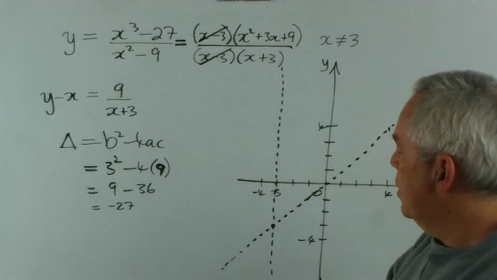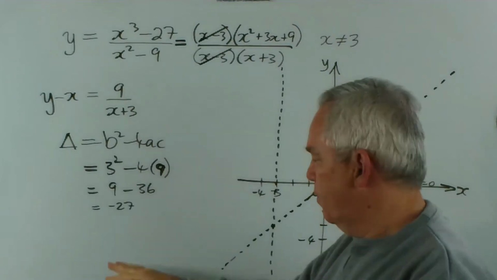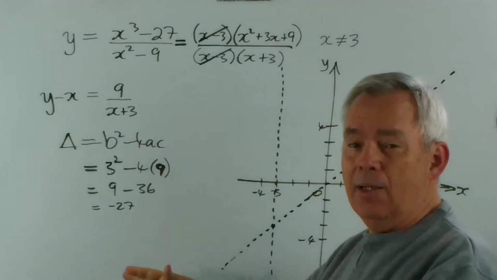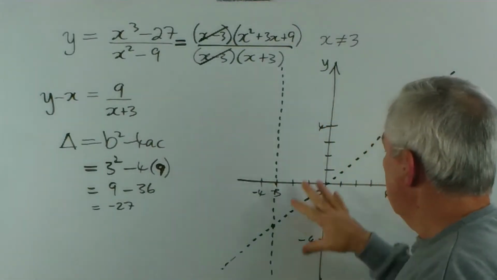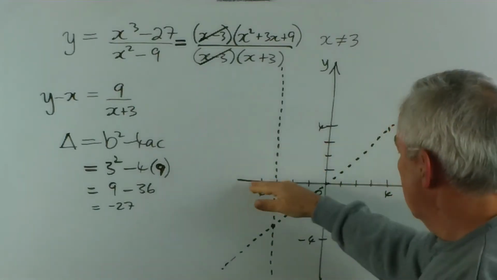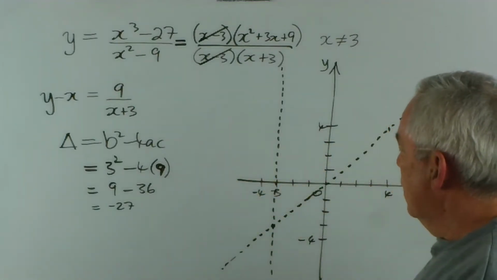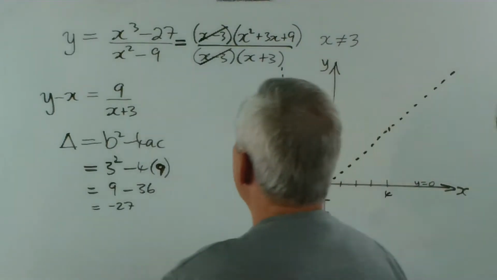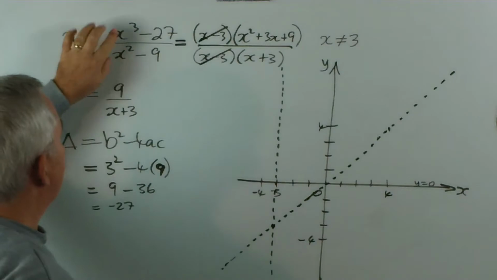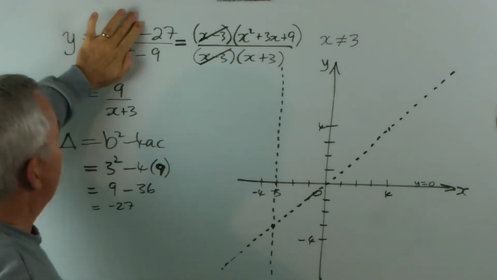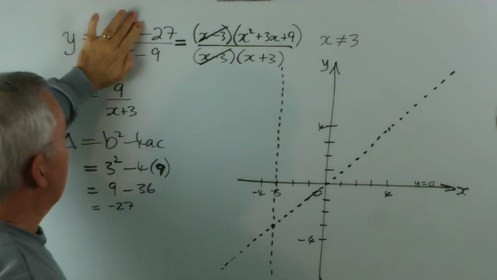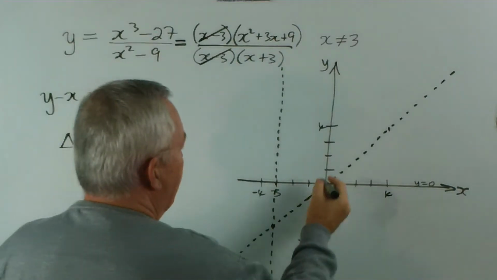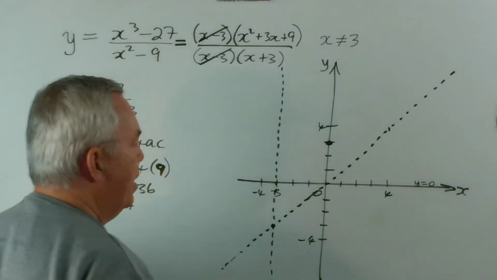And that means we cannot take the square root of it in the real number system, so there are no roots. What that means is the graph doesn't touch the x-axis. Now, how close it gets, I don't know. We could look at the y-intercept. Let's do that. If we substitute x equals 0, we get minus 27 over minus 9, which is plus 3. So it definitely goes through +3 here.